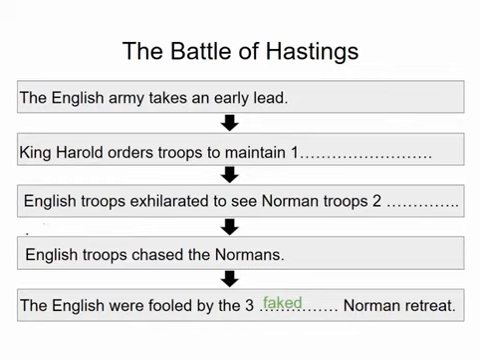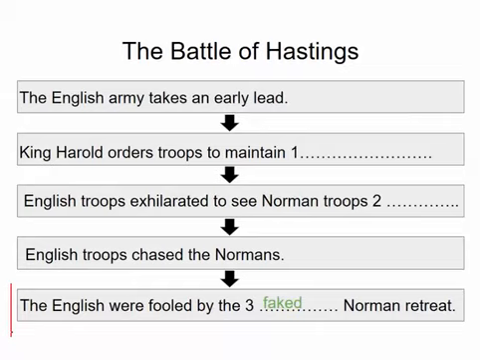Okay, we have one more step then in the process in this paragraph. The English troops chased the Normans, and we know that this is where the problem started for the English. They were so excited, they were chasing after them, even though King Harold told them to hold their line or keep their position. And then we get the last part. The English were fooled by the faked Norman retreat.